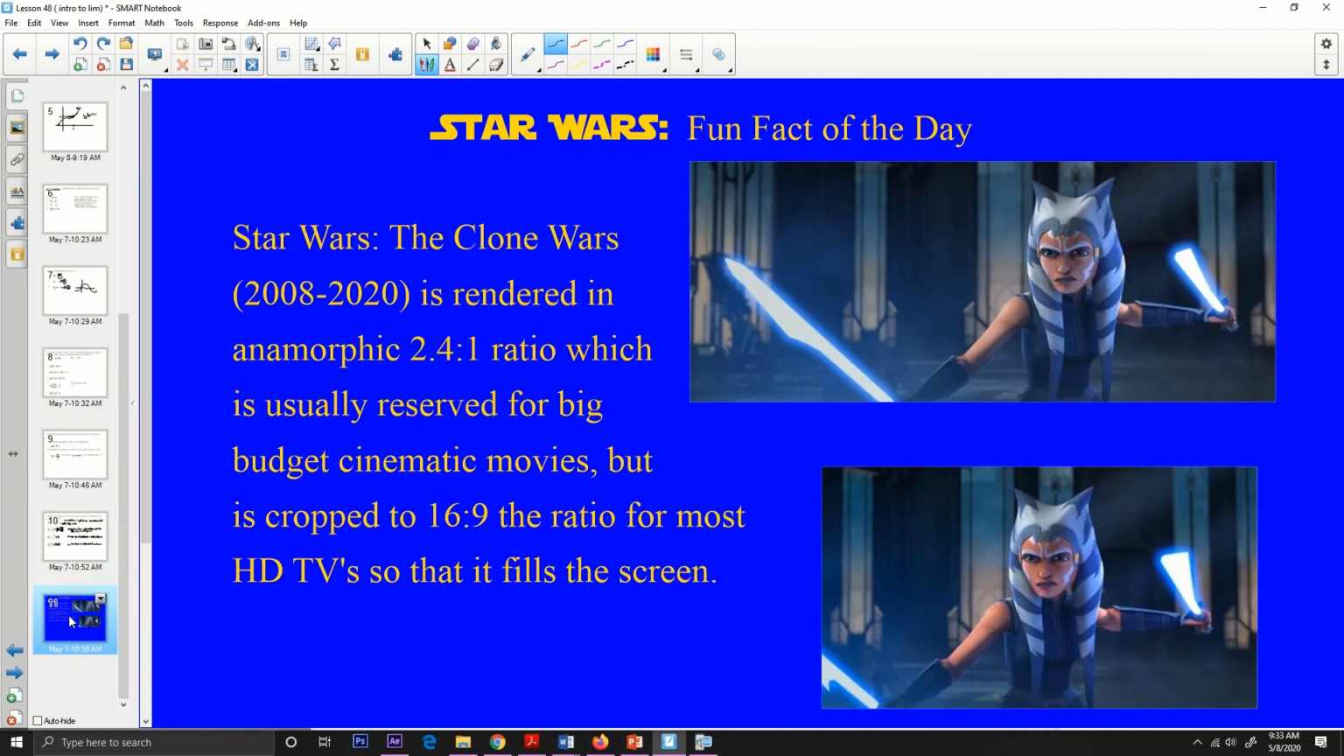So the Star Wars fun fact of the day: Star Wars The Clone Wars is rendered in anamorphic 2.4 to 1 ratio, which is usually reserved for big budget cinematic movies like Marvel movies. But it is a crop to the 16:9 ratio that most HD TVs have, so that it fills the screen and little kids don't have black bars above and below their favorite animated characters.